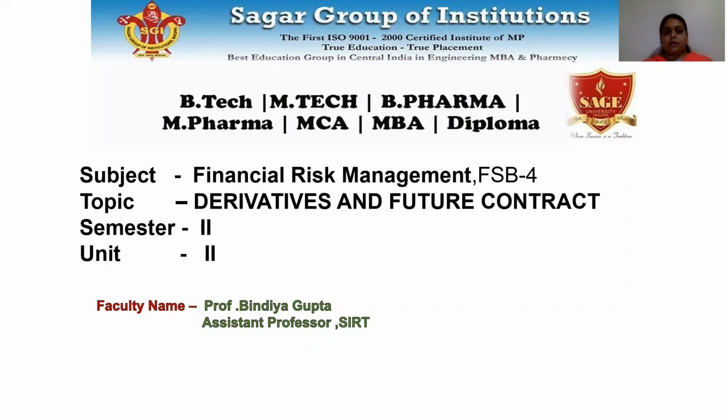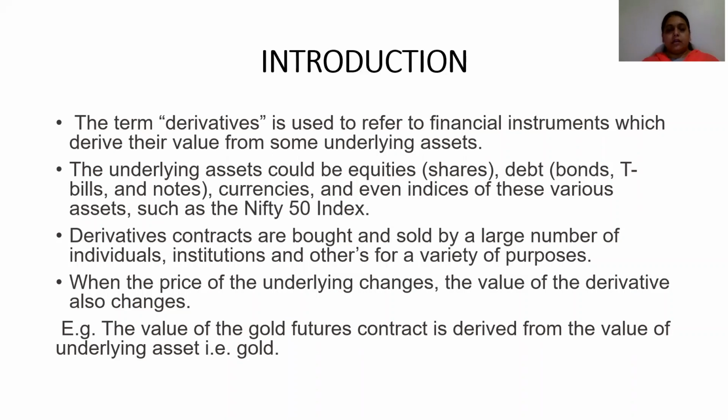Today I will teach you about the FRM. It's a 4 semester subject in banking specialization in which we study about the derivatives and future contract. First of all, we see what is a derivative. Derivatives are financial instruments that derive their value from some underlying assets. In assets, equities, debts, bonds, T-bills, currencies, even indices come under the underlying assets.